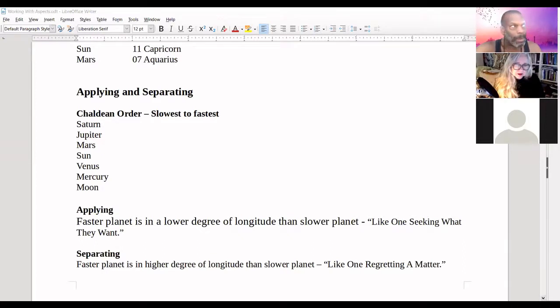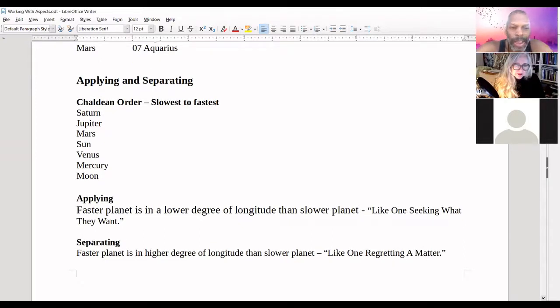And you can see the opposite is when the faster planet is in a higher degree of longitude than the slower planet, then it's like one regretting a matter. So we talked about this last week and how really the implication of this regretting a matter is the backwards looking. It's looking back on it, right? When you regret something, you look back on it with regret. You do something and then you regret it. It's almost always something that's in the past.